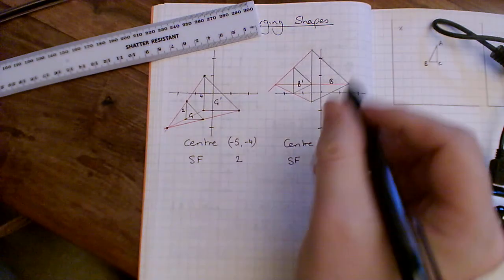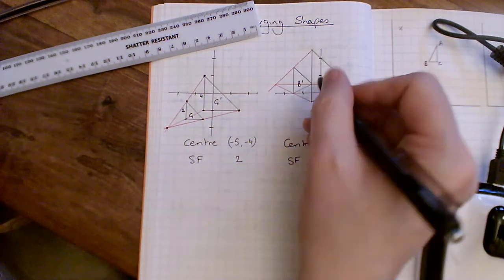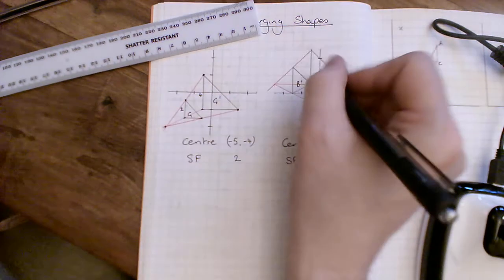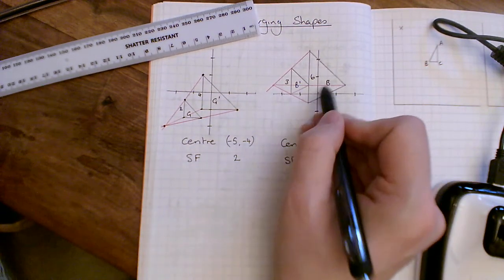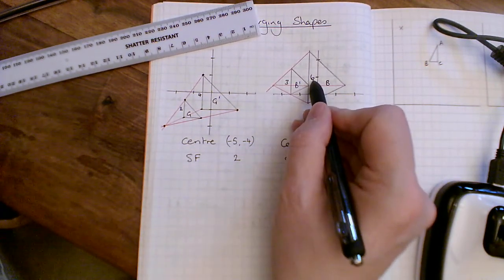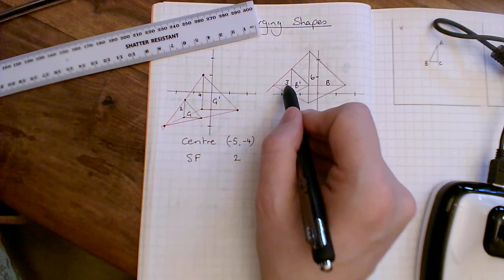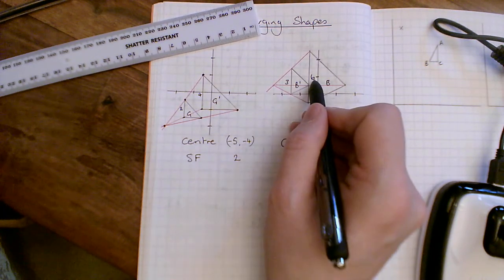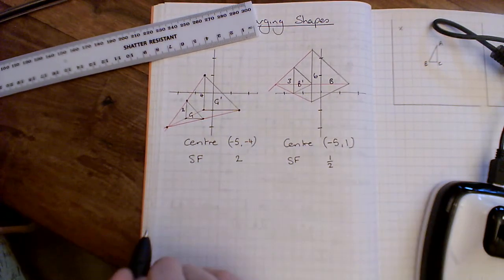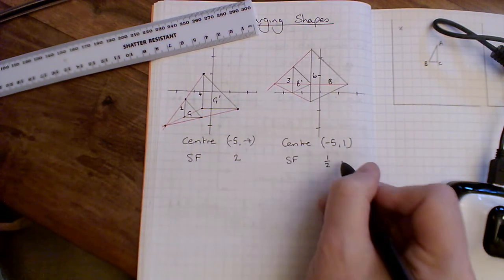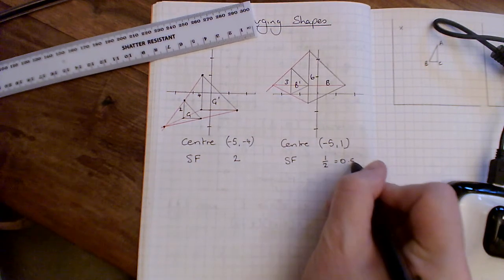Now the scale factor, pick a side, so I'm going to pick this side here. It's 1, 2, 3, 4, 5, 6 on this one, and it's 3 on this one. Now I'm going from this side, B, to B dash. So I'm going from the 6 down to the 3. Now 3 is half of 6, isn't it? So the scale factor is a half, or 0.5.